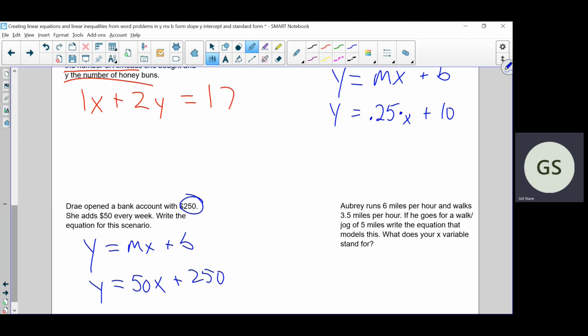What's the X stand for in that problem? How much you added? No, that's 50. I already know that. Your initial value? No, that's 250. What did he ask? What is X standing for? It's got to be something you don't know. How many weeks you add? If I knew it, I wouldn't need the X. A variable is an unknown. Oh, it's how many weeks?